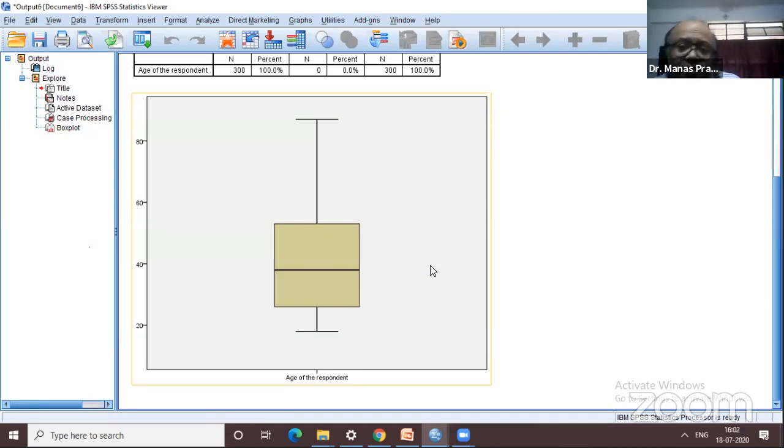So there is a possibility that my data follows normal distribution in age, but actually the median does not lie at the center. This line is very high and this line is very small. So it is not lying in the center of the box. So there may be a possibility that it does not follow normal distribution. Okay, I think you understand this.